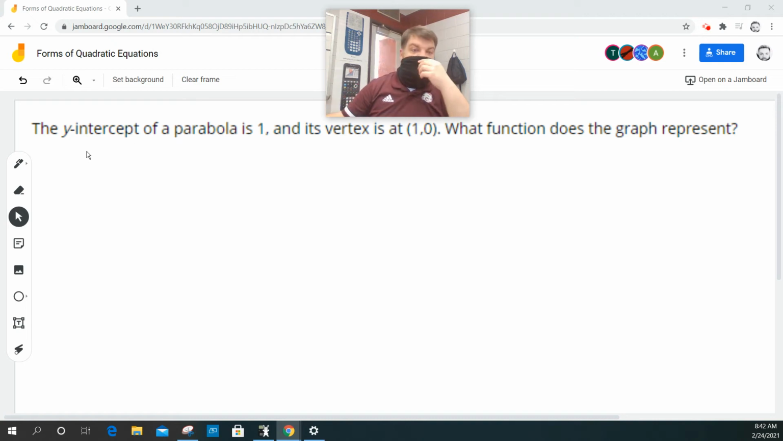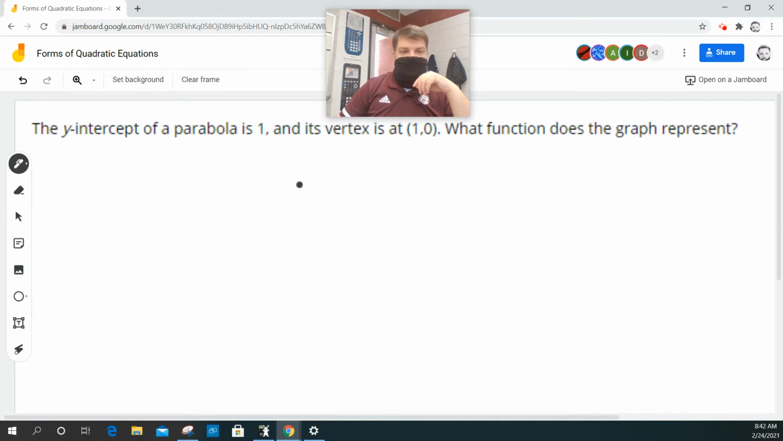All right, so the y-intercept of a parabola is 1, okay? So the y-intercept is 1, and the vertex is (1, 0). What function does the graph represent? Okay. So let's think about this.